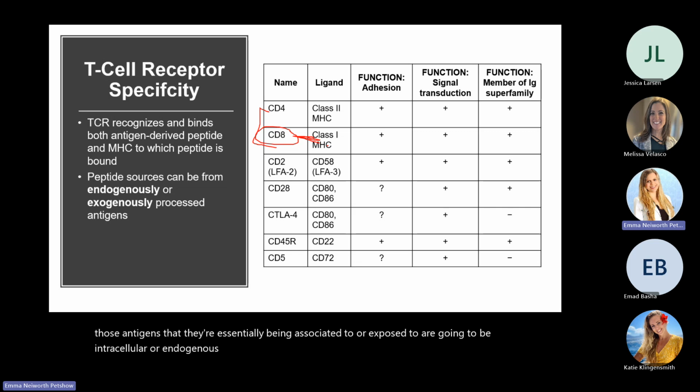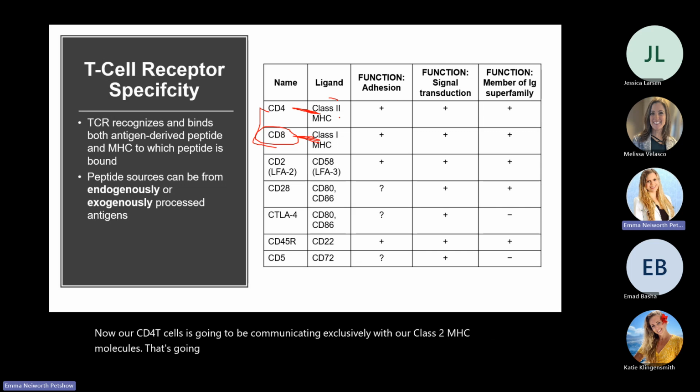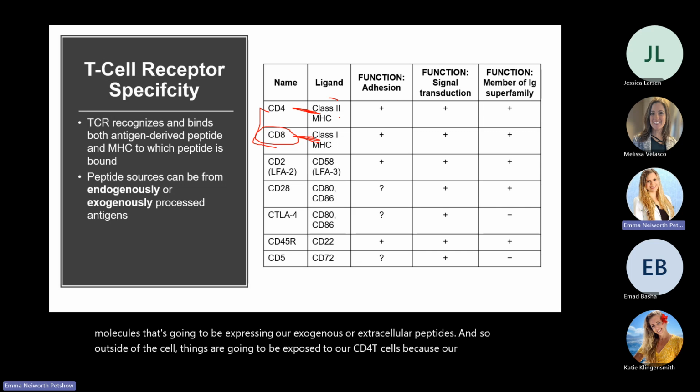Because what does a CD8 killer T cell do? It punches a hole through a cell that's infected, right? It's going to bore a hole through it. Now, our CD4 T cells are going to be communicating exclusively with our class 2 MHC molecules. That's going to be expressing our exogenous or extracellular peptides. And so things outside of the cell are going to be exposed to our CD4 T cells, because our CD4 T cells are signaling T cells.